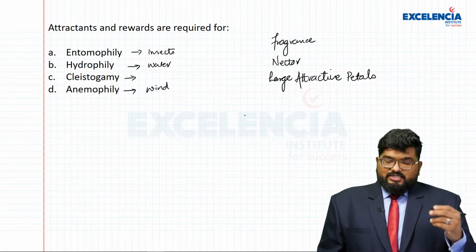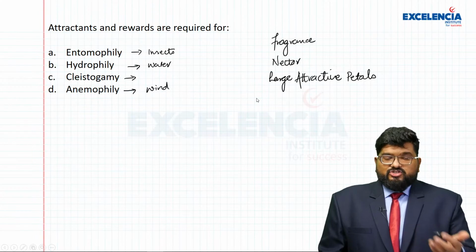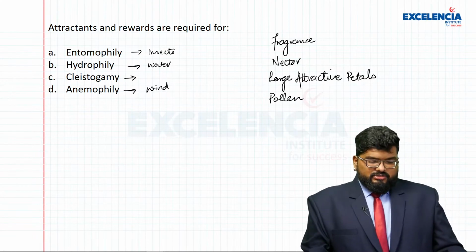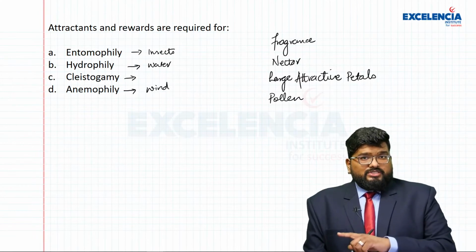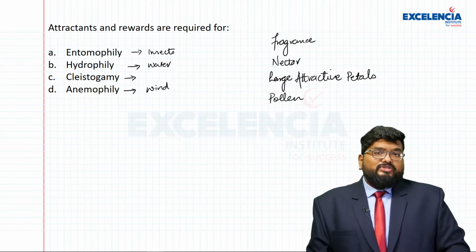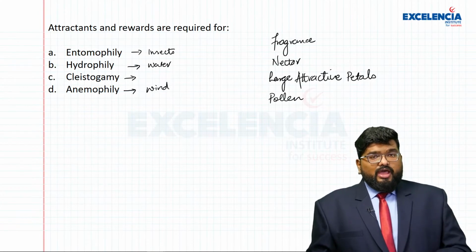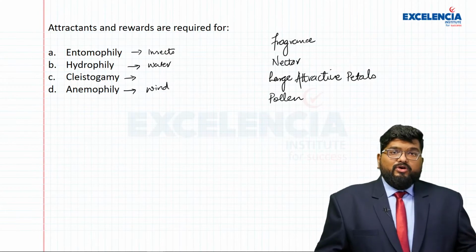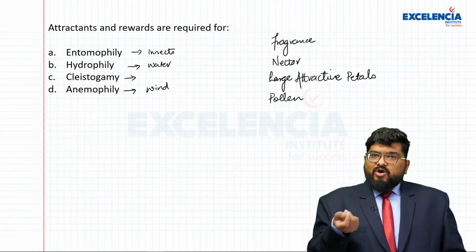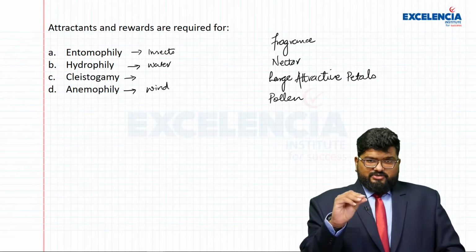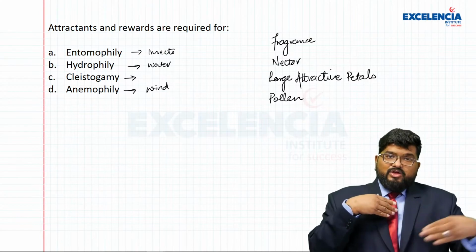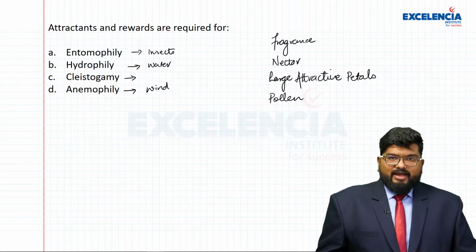Another reward that is utilized by certain insects such as bees is pollen. Bees also utilize pollen. So all of these are rewards. Now these rewards are not required for hydrophily and anemophily. Why? Because it's just wind and water pollination. So if we look at the plants which are pollinated by water or wind, they do not produce large flowers. Their flowers are small, inconspicuous, and dull colored. But what other adaptations do they have is they have versatile anthers, etc., so that the pollen grains can be carried away easily by the wind.